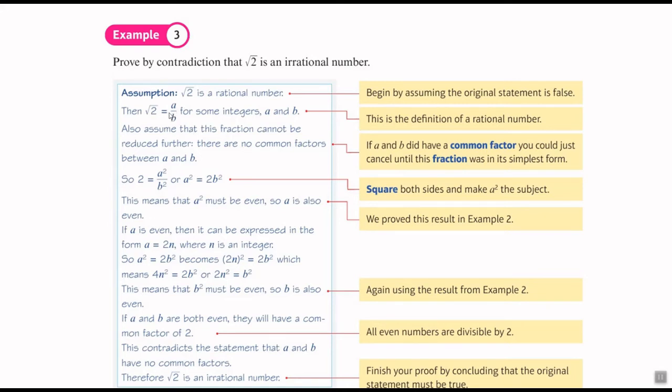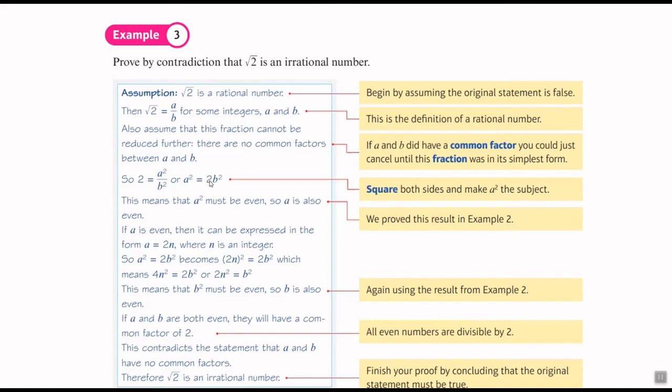So square both sides. So 2 equals a squared divided by b squared. So we can rearrange like this: multiply b squared to this side, and you will get a squared equals 2 b squared. So make a squared the subject.